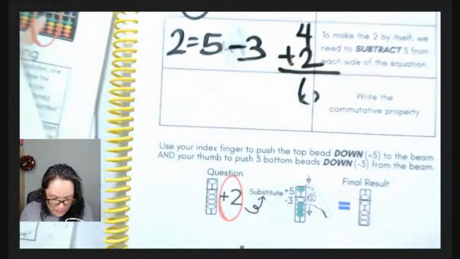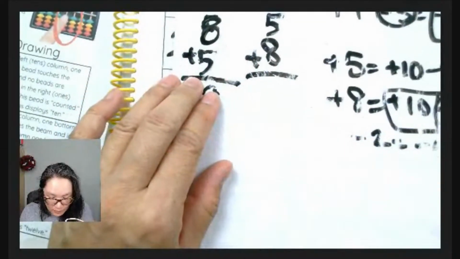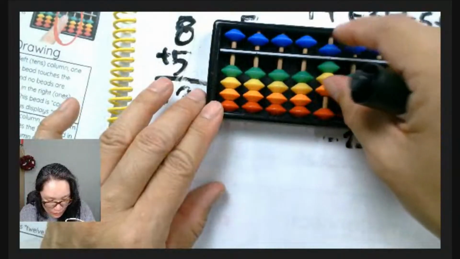We're going to go back to do this. 8 plus 5. We can do it. Can we do it? No, we can't.